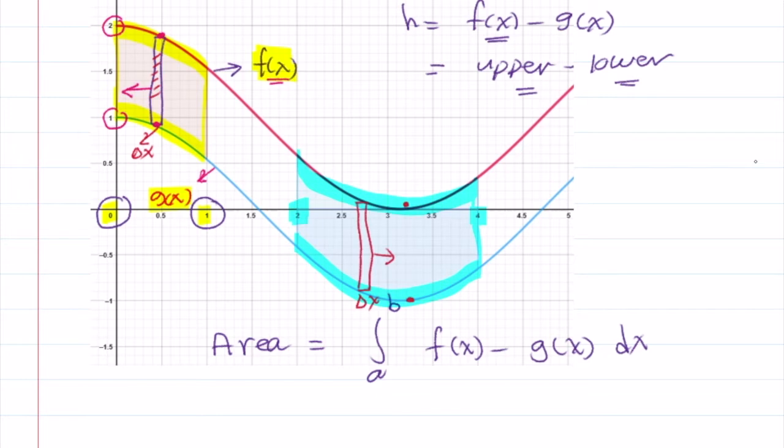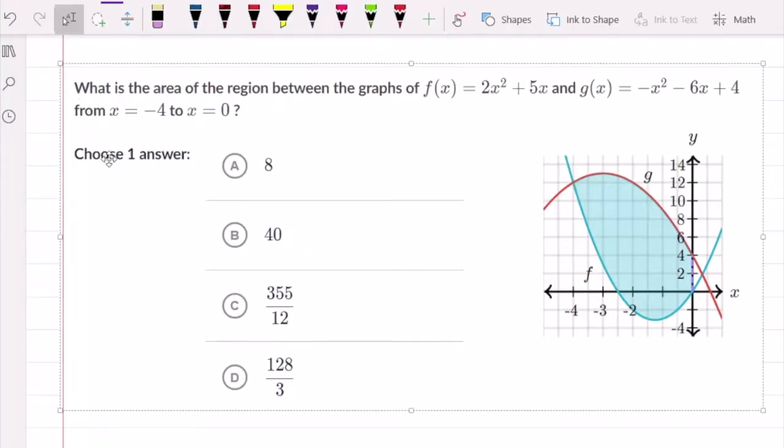And this will be our first case, and let's take some examples for that. For example, what's the area of the region between the graph of f of x, which is equal to x squared plus 5x, and g of x, which is equal to minus x squared minus 6x plus 4, from x equal to negative 4 to x equal to 0?